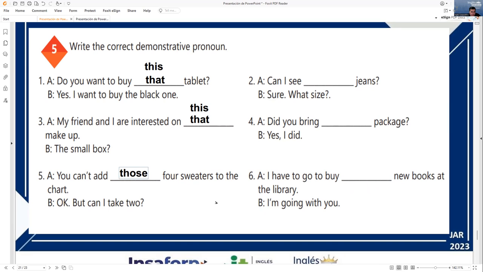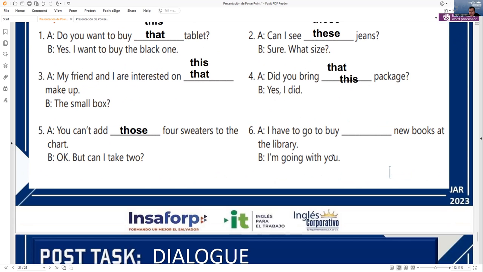Okay, but can I take two? Can I see those teams? Can I see these jeans? Sure, what size? Did you bring that package? Did you bring this package? Yes, I did. I have to go to buy those new books at the library. I'm going with you.